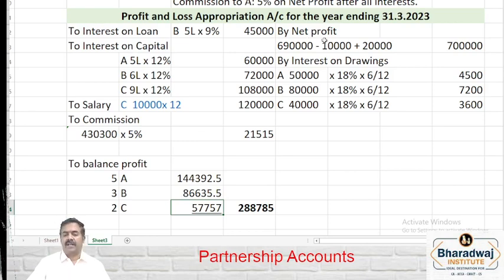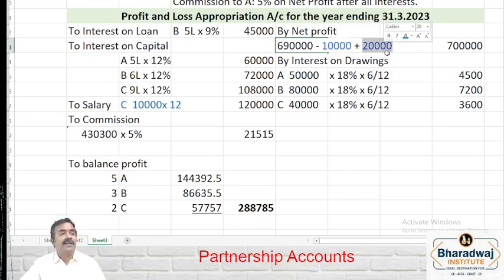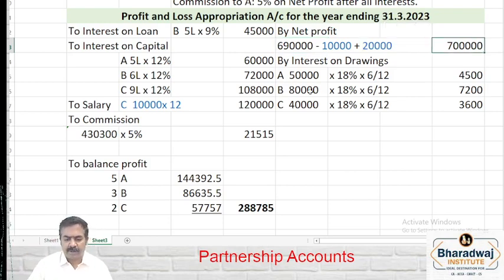Once again, I repeat, pay attention. Net profit 6,90,000 given. Why minus 10,000? Stock overvalued. When closing stock is overvalued, it will increase the profit. How to rectify the error? Minus it. When personal expenses are charged in business, it will reduce the profit, so add back. You get the rectified profit.